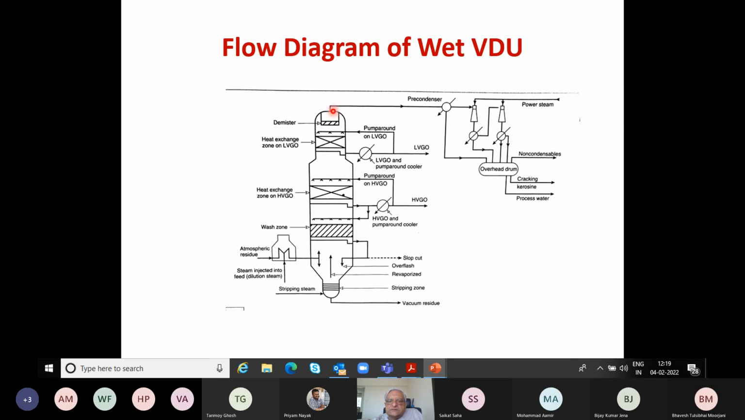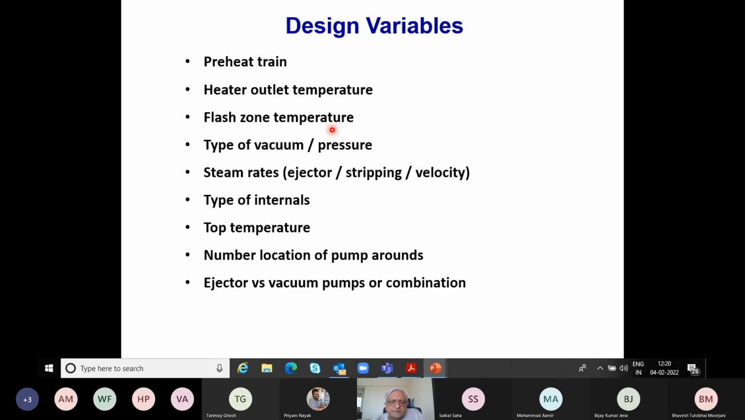Here, of course, since this is a wet vacuum, you need a pre-condenser so that the steam coming here gets condensed. Otherwise, you load the steam jet ejector for no reason. So the steam coming is actually condensed, and then you have only two steam jet ejectors because these operate at relatively high pressure. There are many design variables in this column.